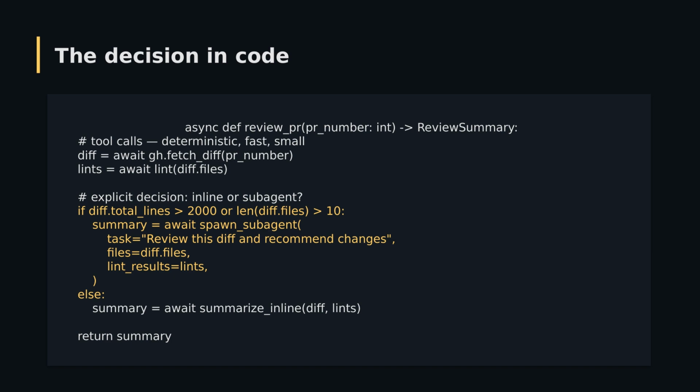Is the diff small? 5 files, 200 lines? Keep it inline. Is the diff big, 20 files, 5,000 lines? That's a subagent. Give it the files, let it work in its own context, return a structured summary back. The threshold isn't magic, pick numbers that match your codebase. The point is that the decision is explicit. You don't spawn by reflex.